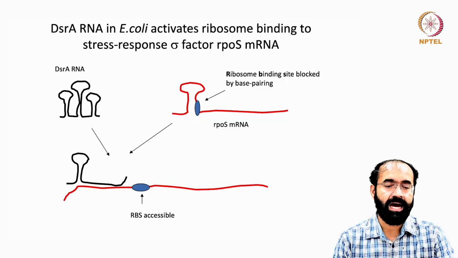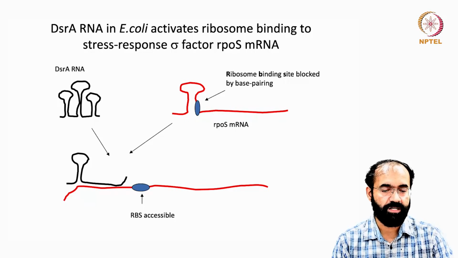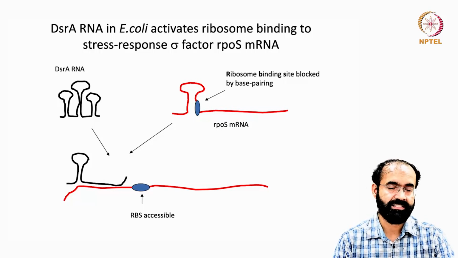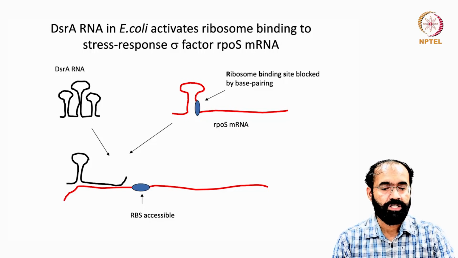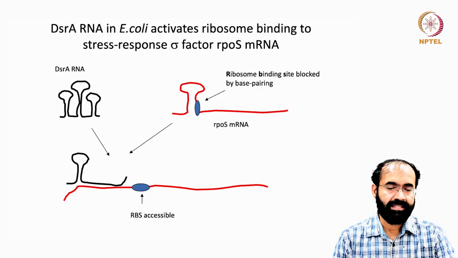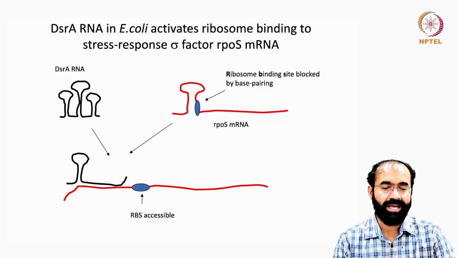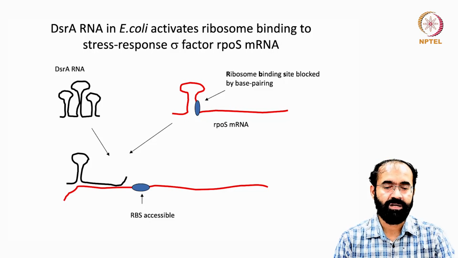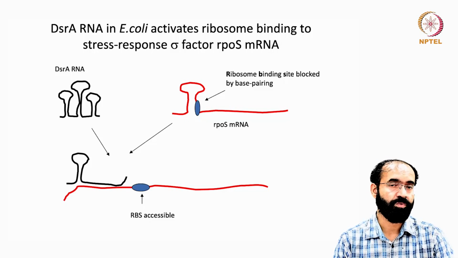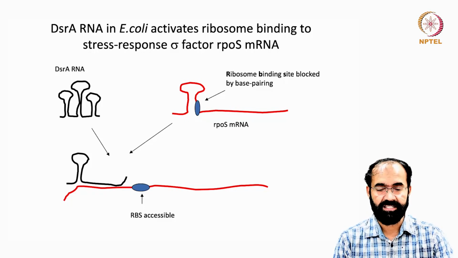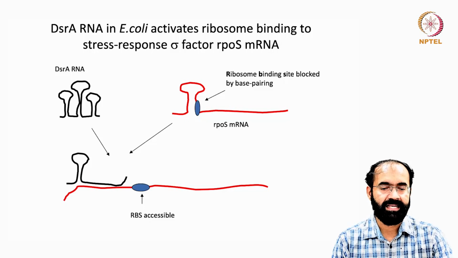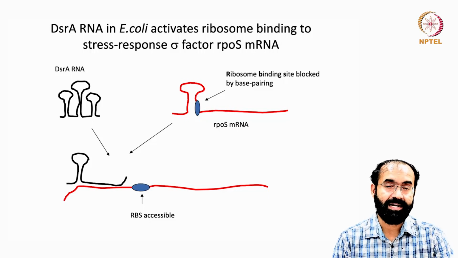So DsrA RNA is here, and this is somewhat similar to the shRNA, or the antisense RNA, we have been discussing. This is the RNA that is meant for rpoS RNA. rpoS RNA is basically a sigma factor, like the several sigma factors we have seen when we studied bacterial gene expression. The interesting thing is this rpoS RNA has a ribosome binding site that can be blocked by base pairing.